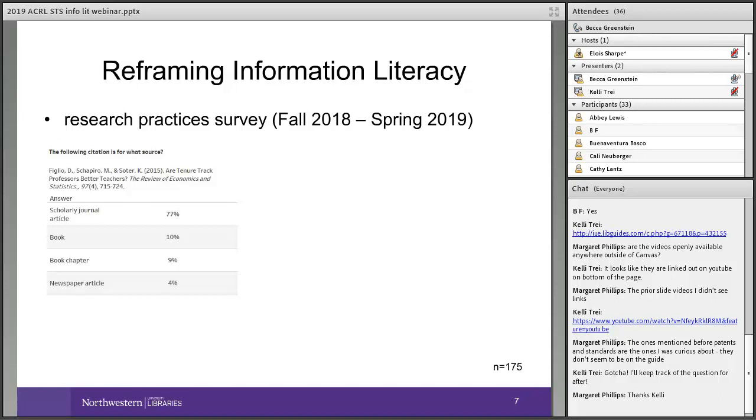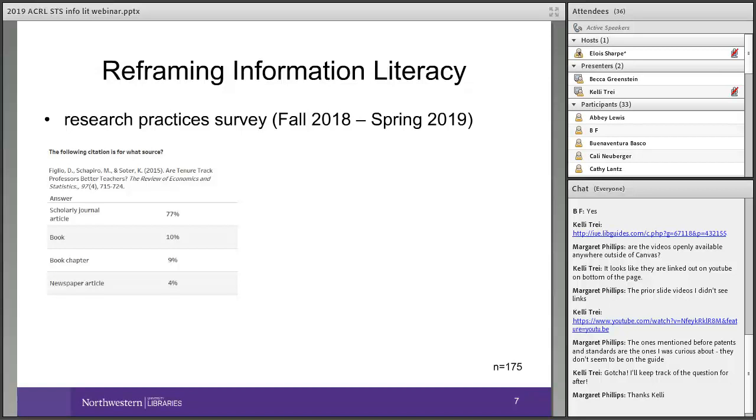And this was multiple choice, so they got the 4 answers that you see below. And as you can see, most of them got it right. 77% of them got it right, which is great. We thought that maybe if they picked book, they stopped reading after the title. Book chapter makes a bit more sense because they are looking at parts of things. So that was one of the questions.